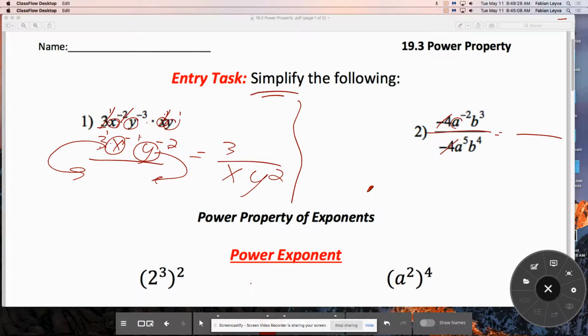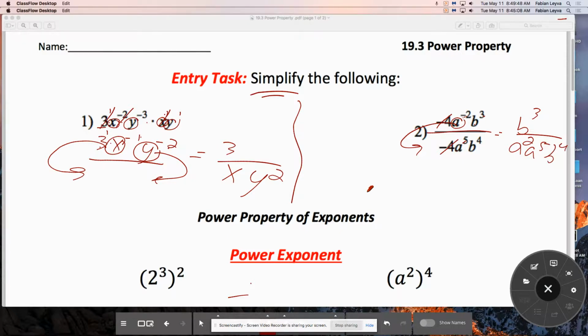So let's look at this first a. Does it have a negative exponent? Yes. So I'm going to move that a to the bottom. Here's my a. The action of moving it to the bottom makes that exponent a positive. That b to the 3 is okay because it just has a positive exponent. Notice that this a to the 5th is going to stay at the bottom because, again, it has a positive exponent.